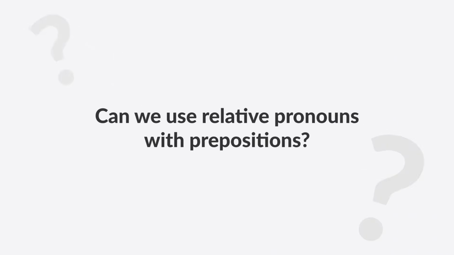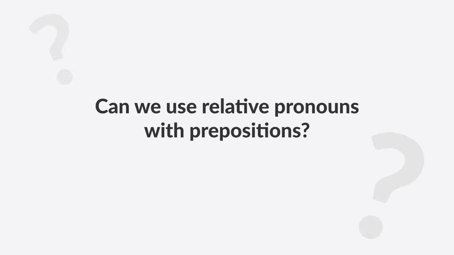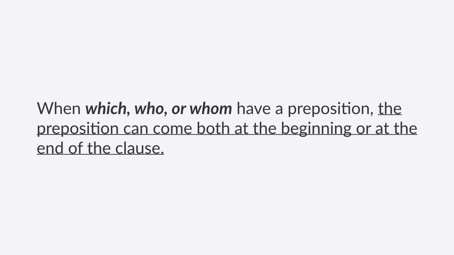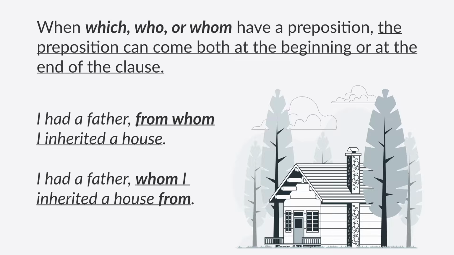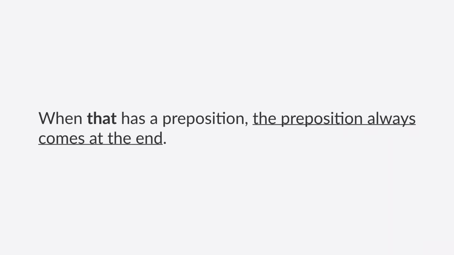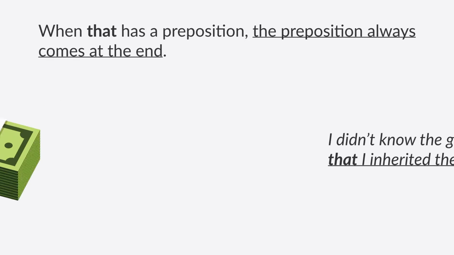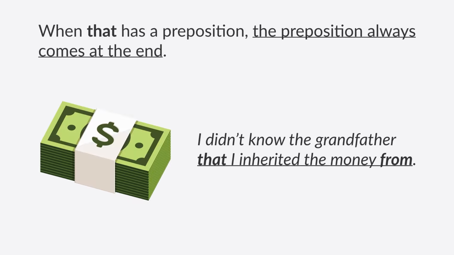Can we use relative pronouns with prepositions? Yes. Memorize the rule. When which, who or whom have a preposition, the preposition can come both at the beginning or at the end of the clause. For example, I had a father from whom I inherited a house. I had a father whom I inherited a house from. When that has a preposition, the preposition always comes at the end. I didn't know the grandfather that I inherited the money from.